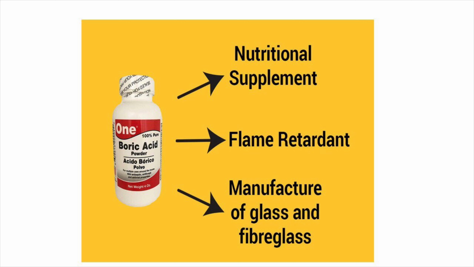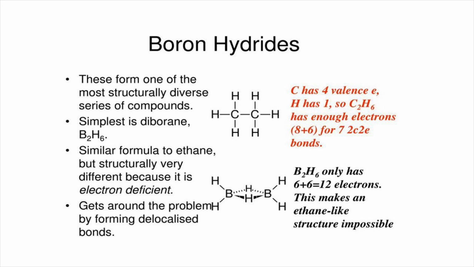The next topic is diborane. Diborane is the simplest boron hydride. Boron hydrides form one of the most structurally diverse series of compounds. Diborane has a similar formula to ethane but is structurally very different because it is electron deficient.